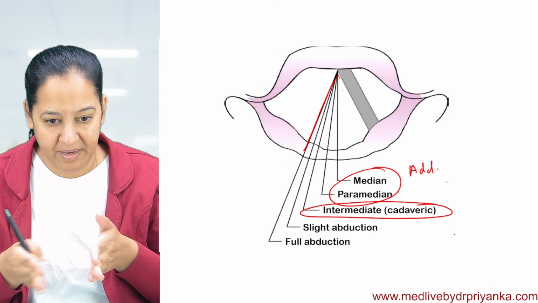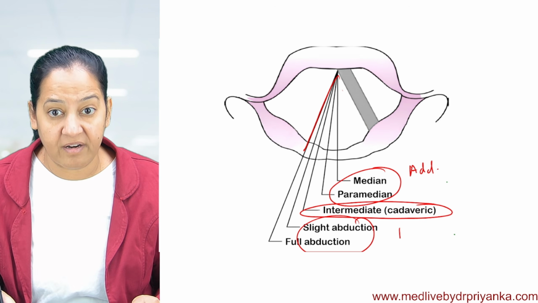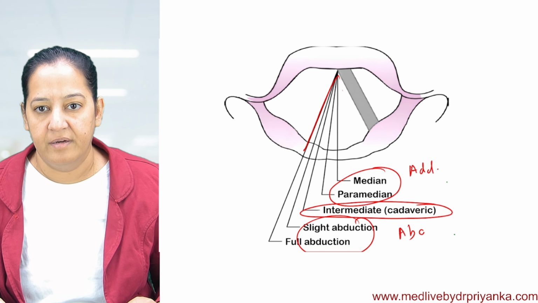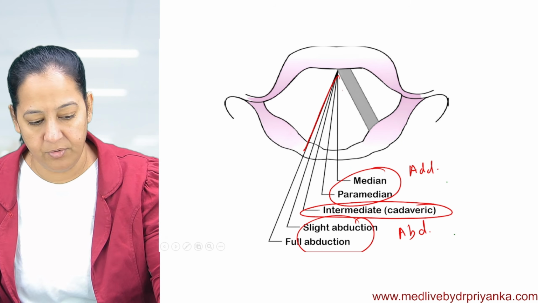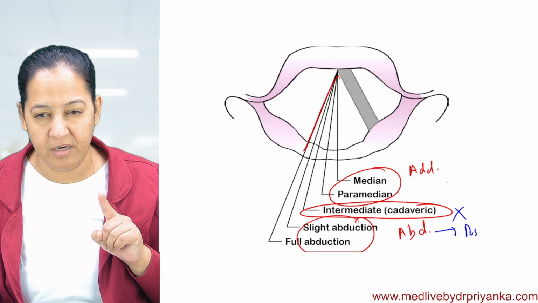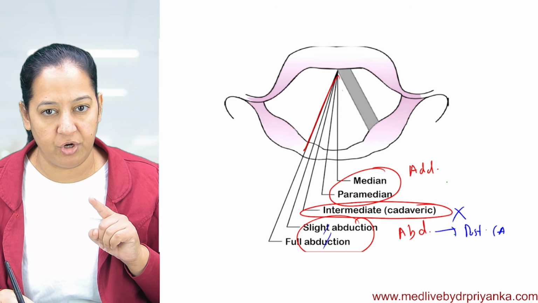If adductors act, it is median or paramedian. If abductors act, it is partial abduction or full abduction. Okay, got it. Now you know the muscles. If none of them is acting, it is cadaveric. If posterior cricoarytenoid is acting, it is partial or full abduction.